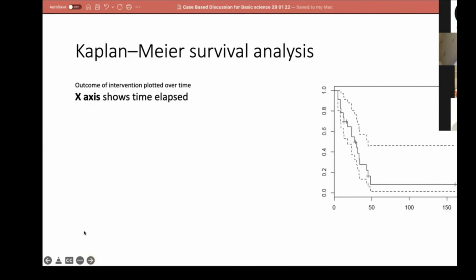Define first. Say the Kaplan-Meier is the outcome of intervention plotted over time. Always remember the definition. The X axis is the time elapsed. The Y axis represents the percentage of the study population surviving. So how many patients now? So the 50. By time the number decreased. Does it make sense?